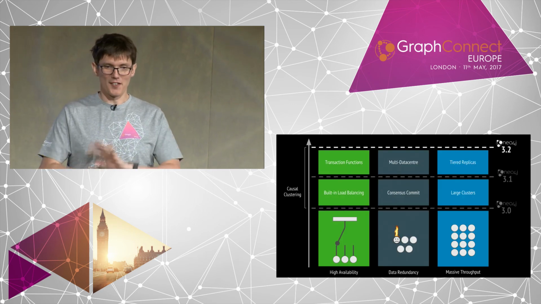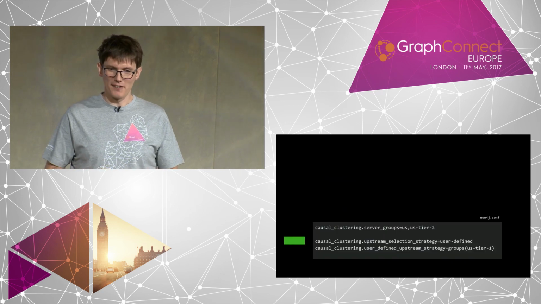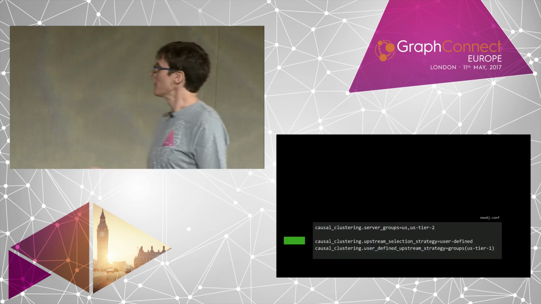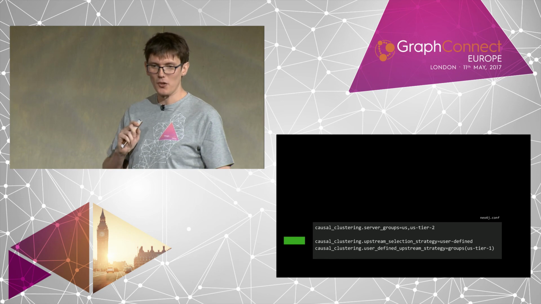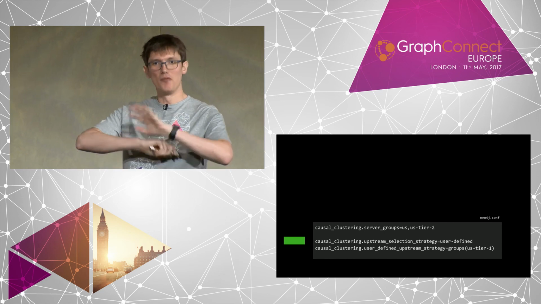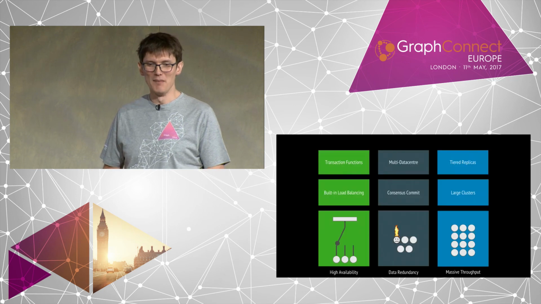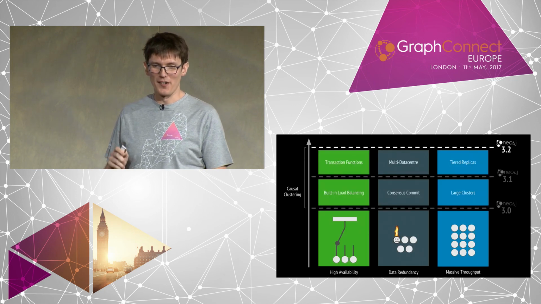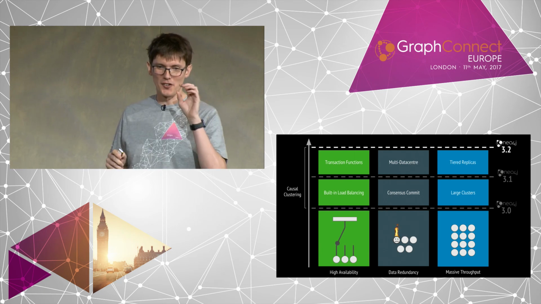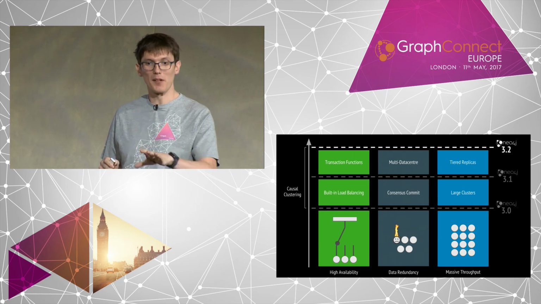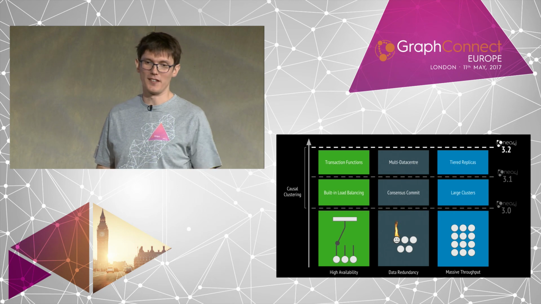Cool. So that's the whole thing. It's just showing how that works in the configuration. So that's a very quick run through of all those features in those three areas. And just a reminder that it's these transaction functions, the multi-data center support, and the tiered replicas that are the new features in 3.2.